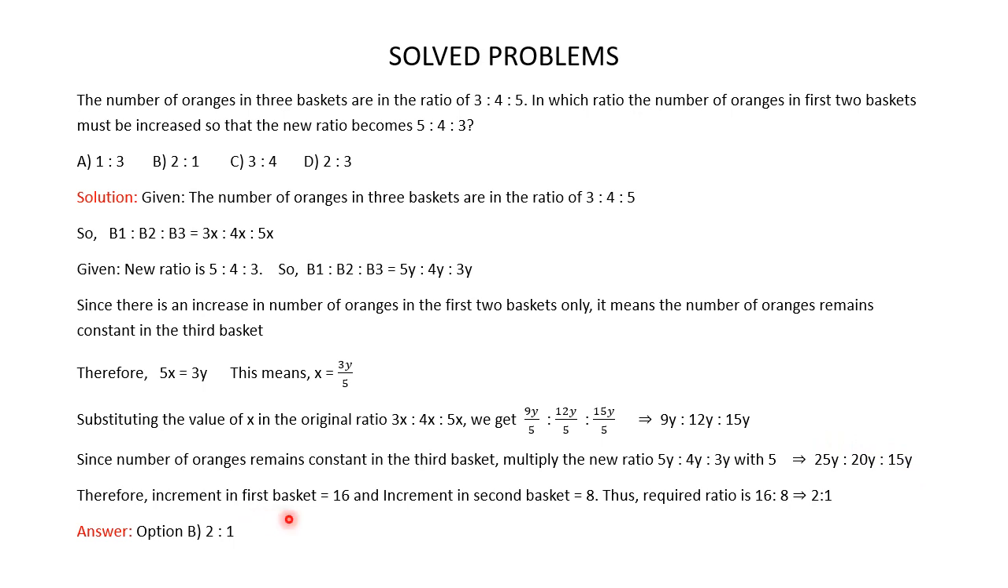Therefore, increment in the first basket is 25 minus 9, which is 16, and increment in the second basket is 20 minus 12, which is 8. Thus, the required ratio is 16 is to 8, which on simplifying we get 2 is to 1. So the ratio in which the number of oranges in the first two baskets must be increased is 2 is to 1. So the correct answer is option B, 2 is to 1.